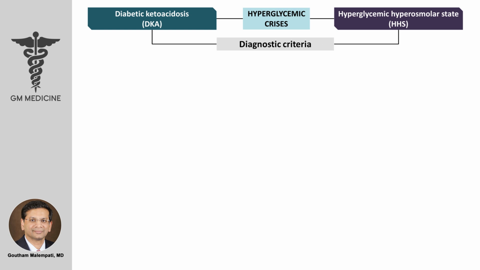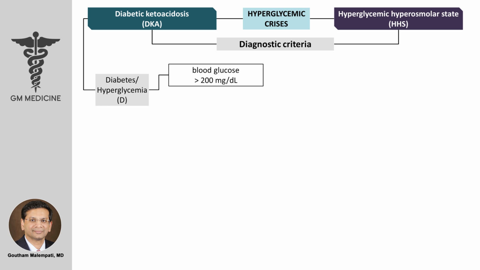The diagnosis of DKA is based on three criteria, and all three components must be present to make this diagnosis. D criteria stands for diabetes or hyperglycemia, which is defined as blood glucose greater than 200 milligrams per deciliter or history of diabetes irrespective of the presenting glucose value.